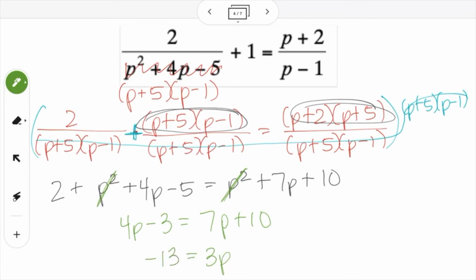If I subtract the 4p over, I get 3p. Move the 10, I get negative 13. And p is negative 13 over 3.